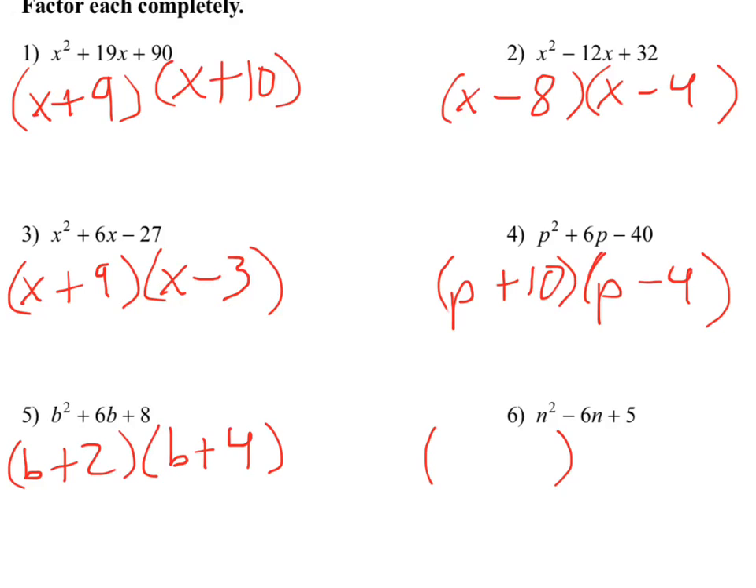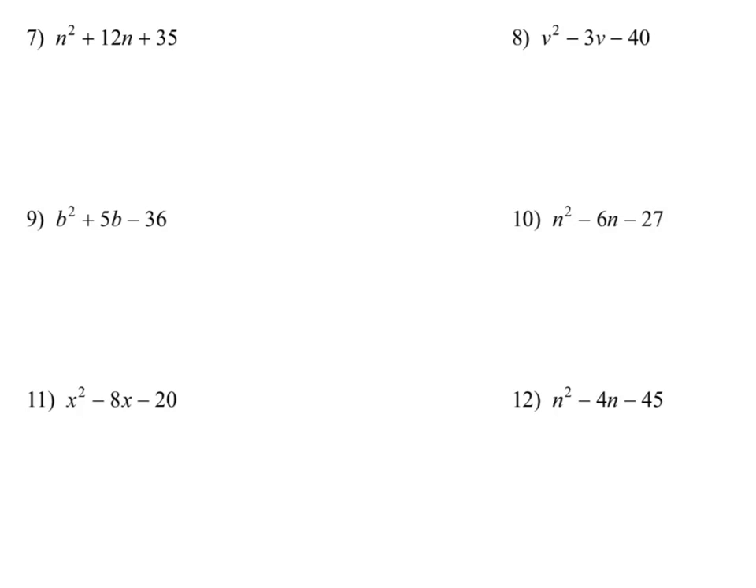Moving on to the next one. This one has n's in it, but we're still going to have two binomials. They're going to have to multiply to give you positive 5, but add to give you negative 6. And so both of these are going to be negative, because negative times negative gives you the positive 5. And the only factors of 5 I can think of are 5 and 1. Well, luckily, if you have negative 5 and negative 1 and you add them together, you get negative 6. And so those are going to be our two factors. There. Ta-da!